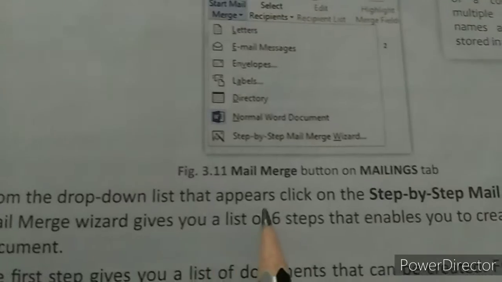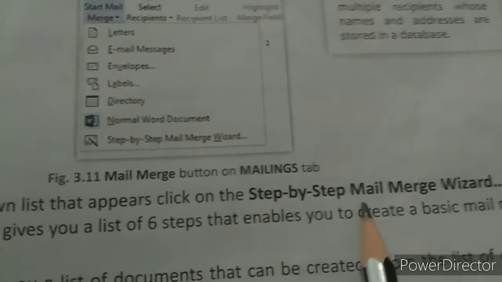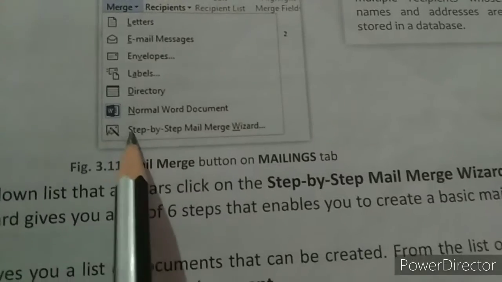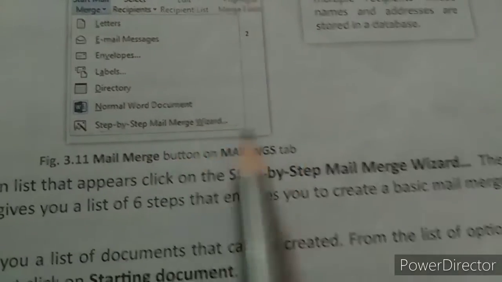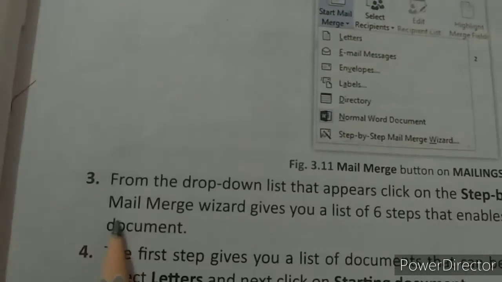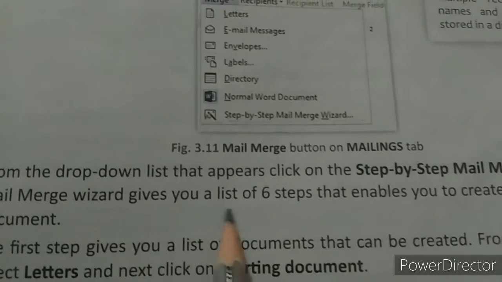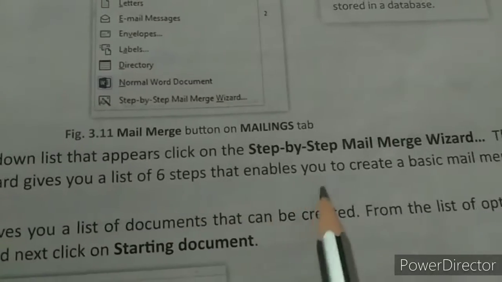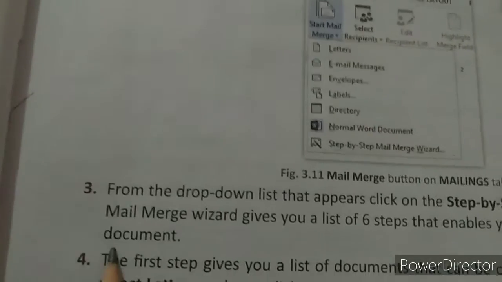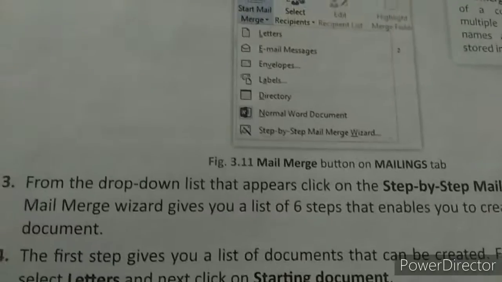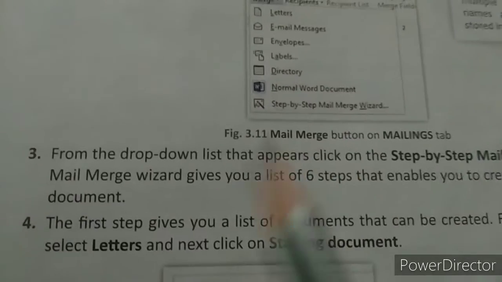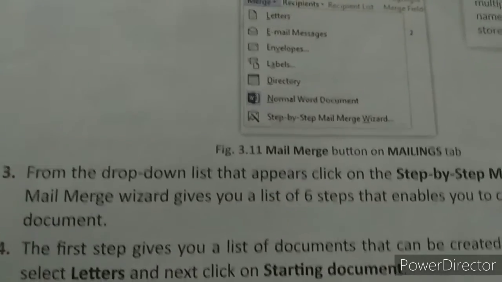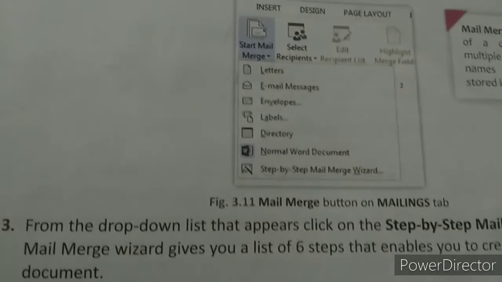Now from the drop down list that appears, click on the Step by Step Mail Merge Wizard, because we have to create the letters. The mail merge wizard gives you a list of 6 steps that enables you to create a basic mail merge document. It means there are 6 basic steps for the mail merge, right? But when we do the work, we will take many steps. Here, according to the mail merge, only 6 steps are there, right?